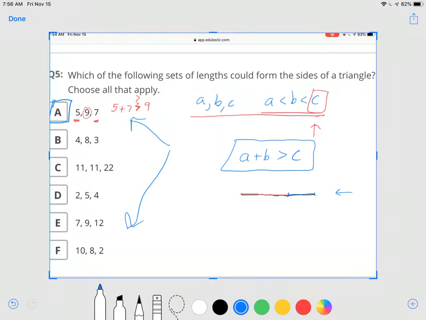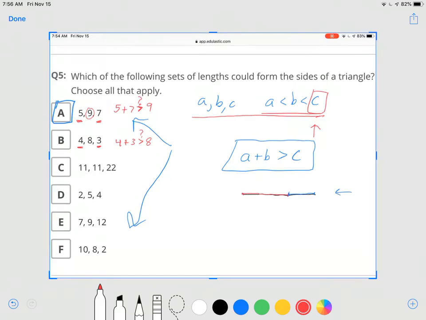Let's look at option B. Option B says 4, 8, and 3. We're going to take the two smaller ones, which is 4 and 3. When you add those together, 4 plus 3, is that greater than the remaining side, which is 8? The answer is no, it's not, because this would be 7, which is actually less than 8. So option B does not work.